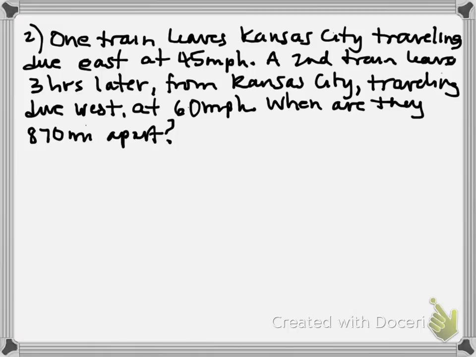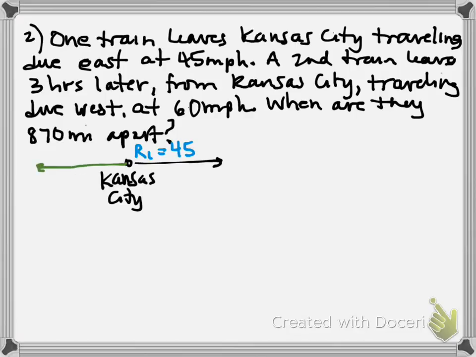So we're leaving Kansas City. So here's Kansas City. And one is going east at a rate of 45 miles per hour. We have a second train that's going due west 3 hours later. I'll get to that in a minute. And his rate is 60 miles per hour. Okay? So the first train to leave, we don't know what its time is, so we'll just let it be x.